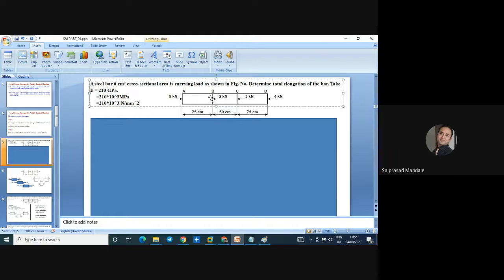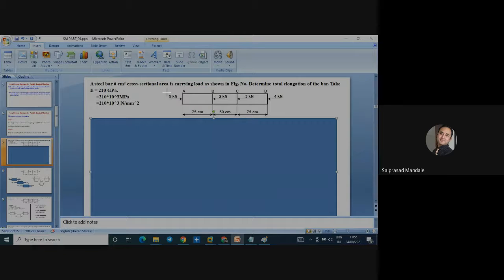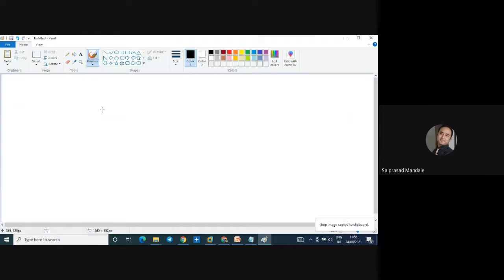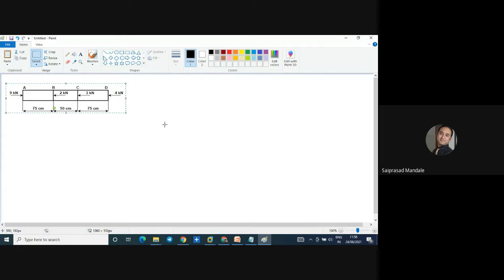Now this is the first case that we are going to study. How to solve this type of numerical? Let's start. Try to understand this numerical. I'm going to explain this numerical only once, and later on you have to solve this type of numerical. I'm going to copy this and paste it over here. So this is the case.